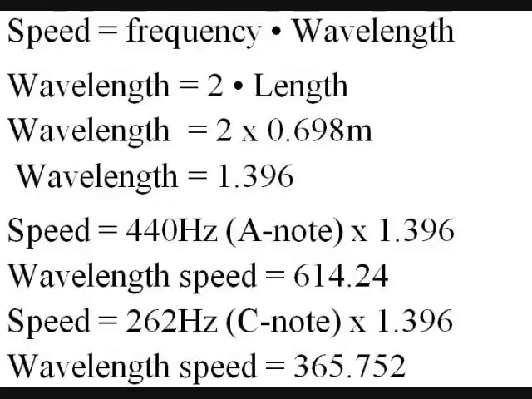That's its frequency. So, you plug it back into the first equation, and 440 times 1.396 equals a wave speed of 614.24. Now, if you put in the hertz for a C note, that's 262 hertz. Then 262 times 1.396 for the wavelength equals a wave speed of 365.752.